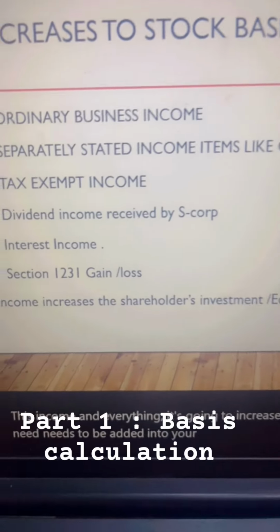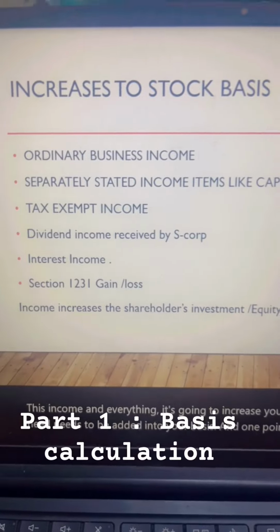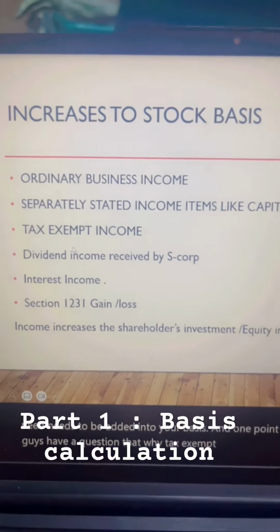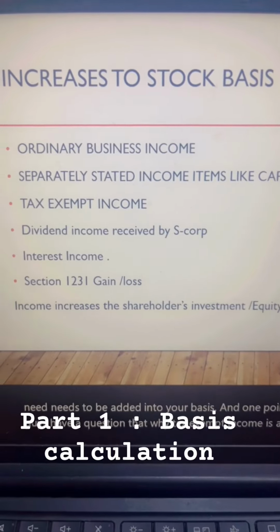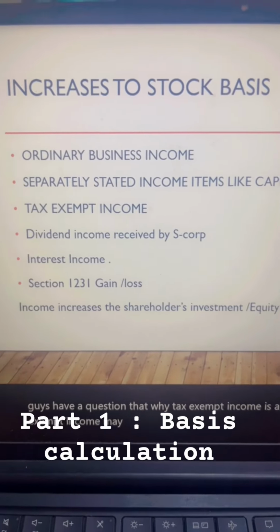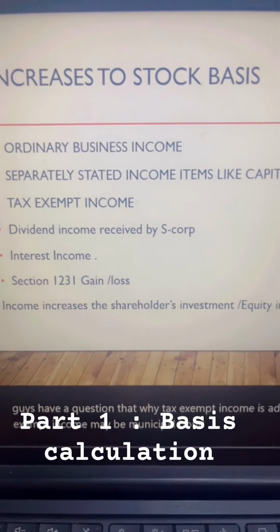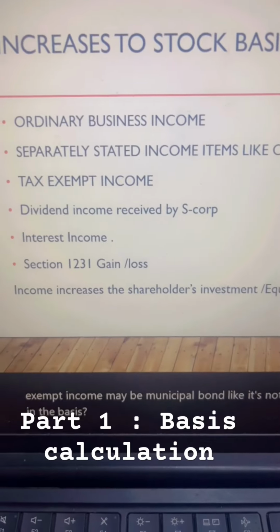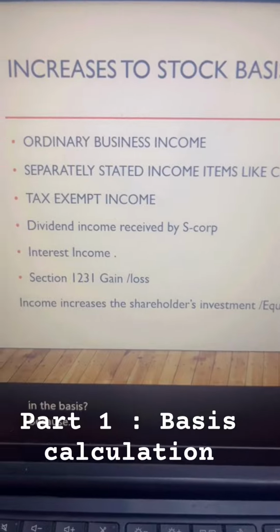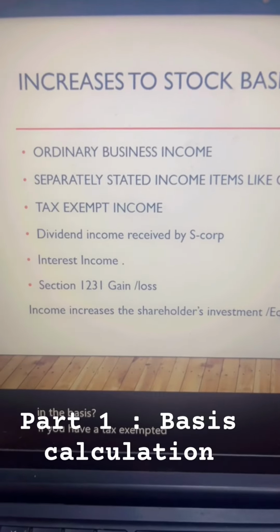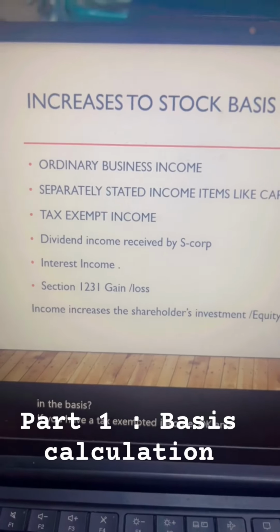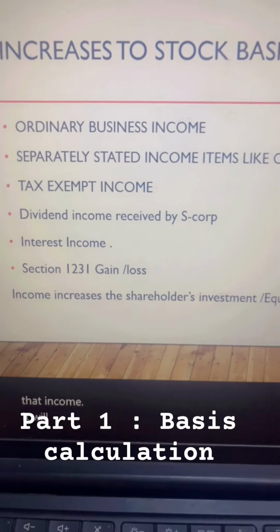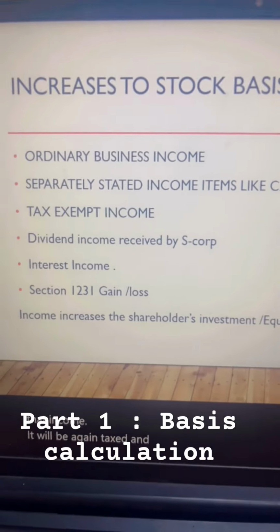And one point I want to highlight here, if you have a question about why tax exempt income is added in basis, because tax exempt income may be a municipal bond, right? It's not taxed. So why are we adding this in the basis? Because if you have tax exempt income, and at the time of distribution you take out that income, it will be taxed again and your basis will be affected.